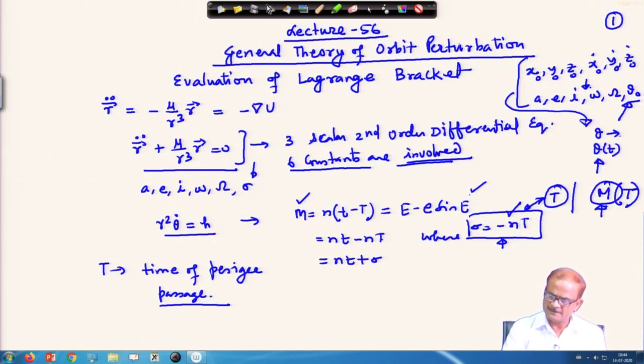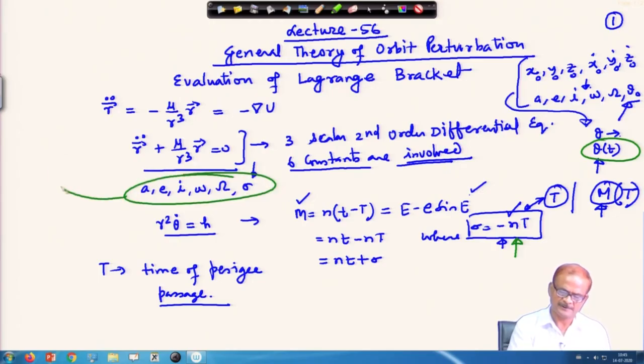So, what we have been discussing here is that instead of using theta, because this does not appear as a constant, rather it varies with time, we use this sigma equal to minus n t as the constant of the orbit. And these six constants are nothing but the constants of integration in this equation, or either here in this equation.